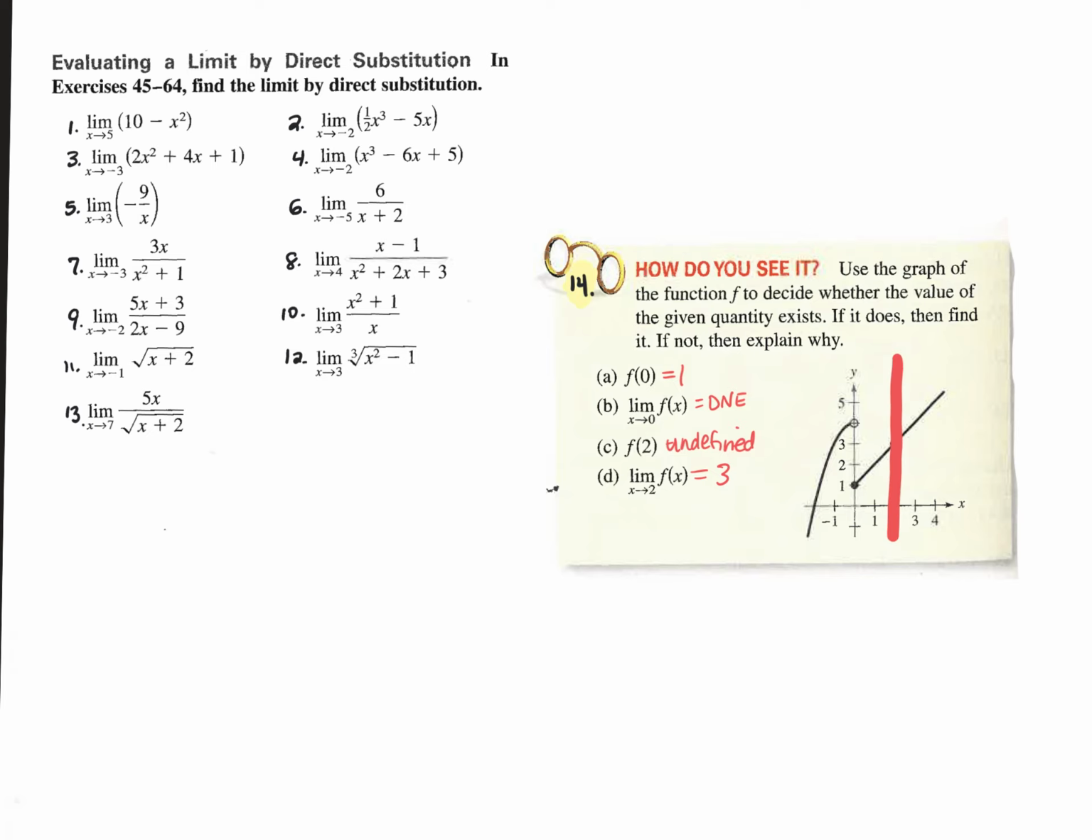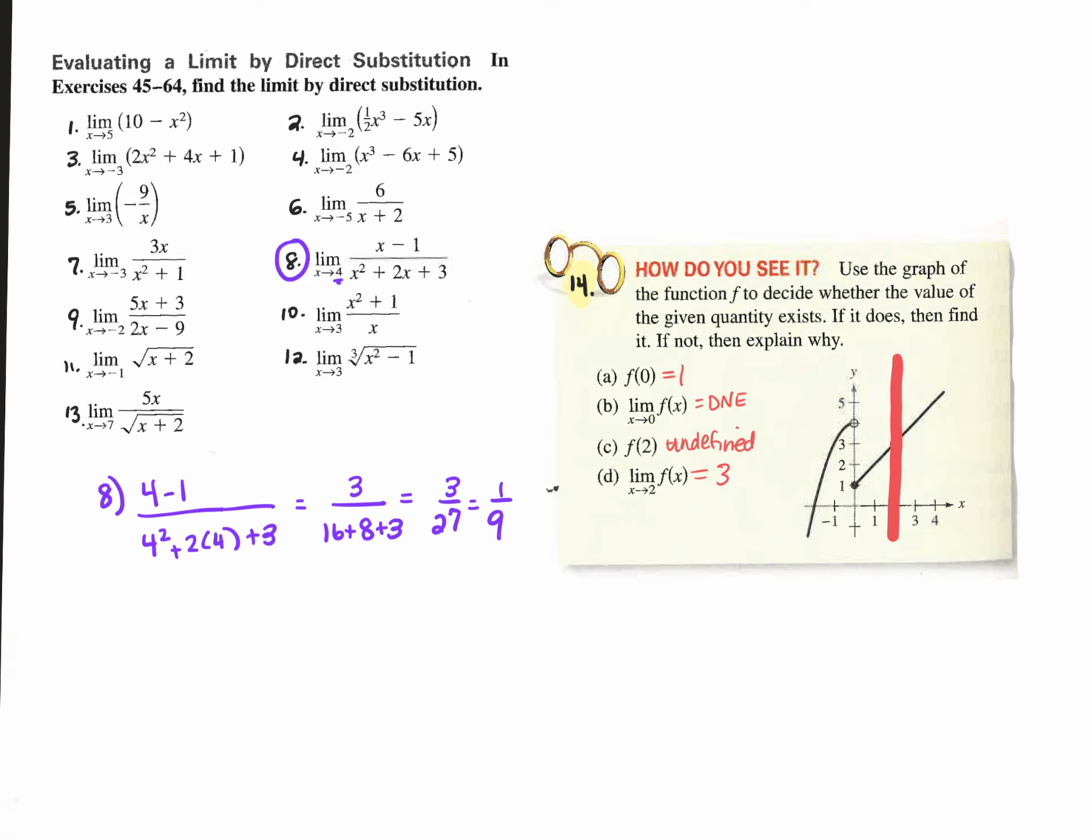So in something like number 8, when I do a direct substitution, I'm going to plug 4 into that expression. So I'll get 4 minus 1 over 4 squared plus 2 times 4 plus 3. And that's going to give me something like this, which ends up being 3 over 27. While this is the correct answer, I want you to reduce this. So I would make this 1/9.